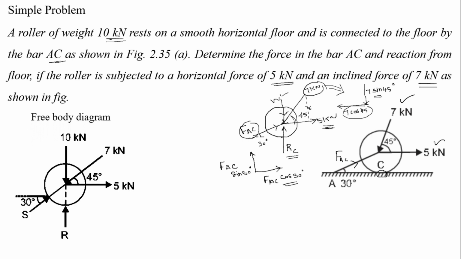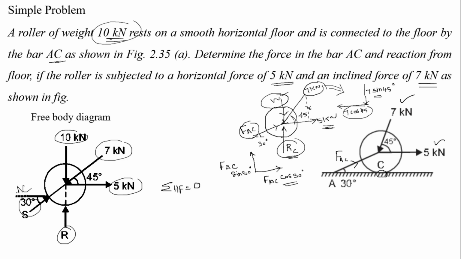Let us check. 10 kilonewton is acting downward, which is called the weight of the body, and 7 kilonewton, 5 kilonewton, and this is AC, and this is the reaction force we discussed. So, now we are going to solve this. First, let us take summation of horizontal forces equal to 0. Consider only horizontal forces. For example, take the direction towards the right side as positive, and the direction towards the left side as negative.